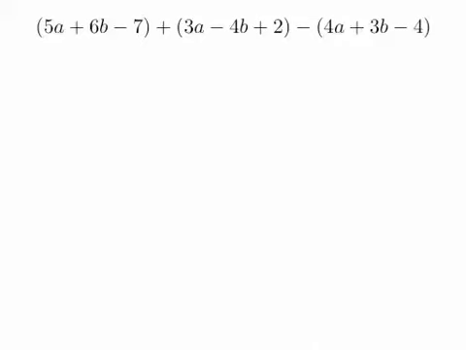This is a problem where we add three trinomials. The first thing that we need to do is get rid of the parentheses. And in order to do that, we must figure out what's the difference if we get rid of them.